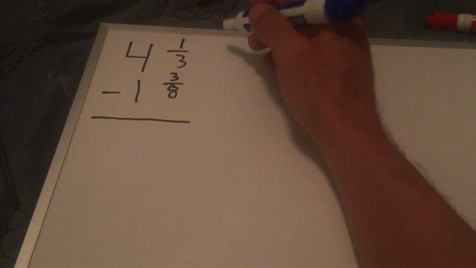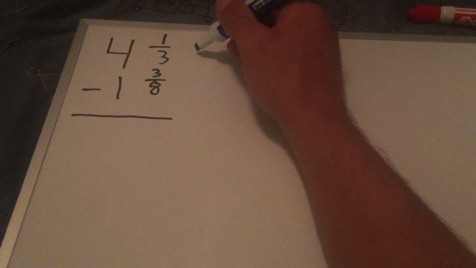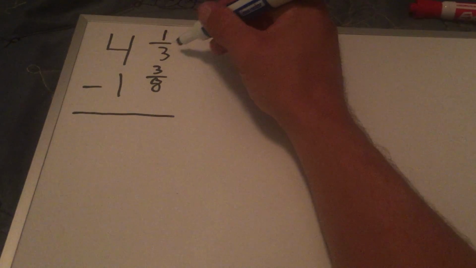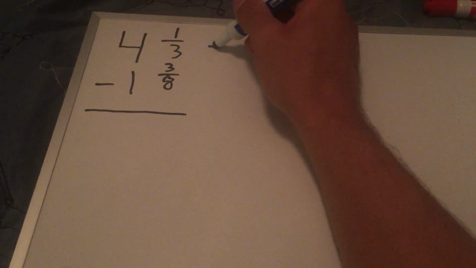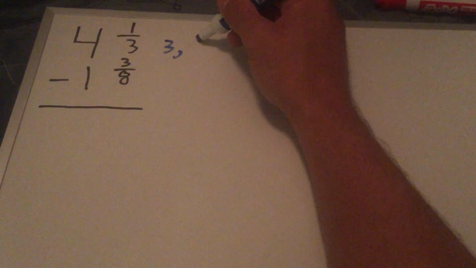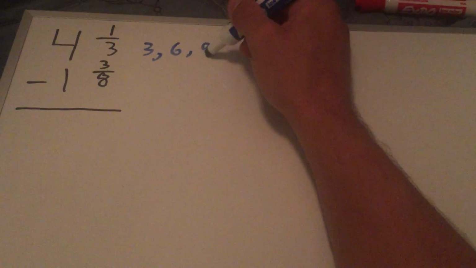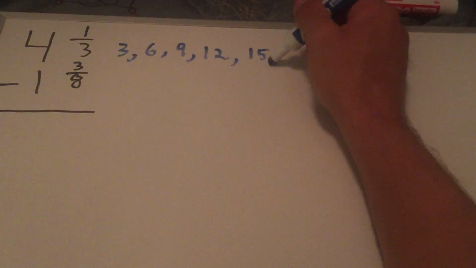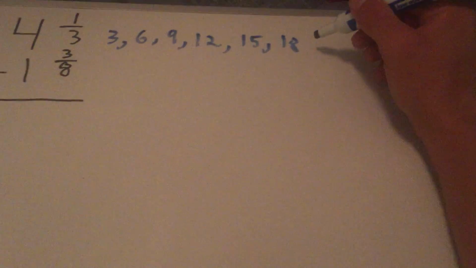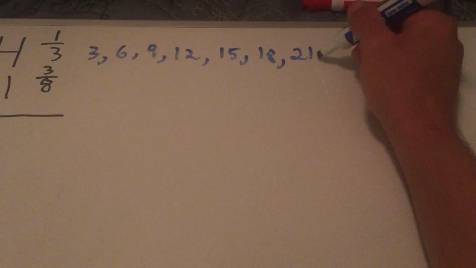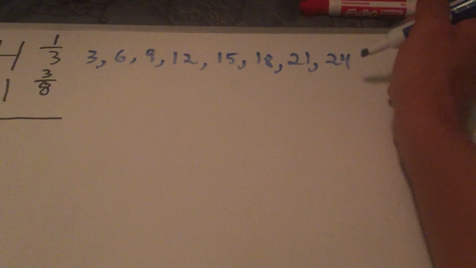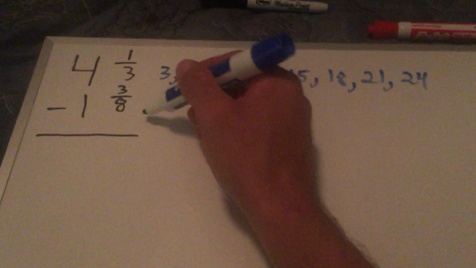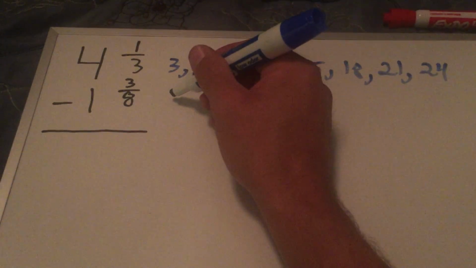Okay, and we can do this in a couple of ways. The first way is to just start counting by threes for this first one. So we'll count by threes: 3, 6, 9, 12, 15, 18, 21, and 24. Okay, we'll stop there for now. Now let's start counting by eights.